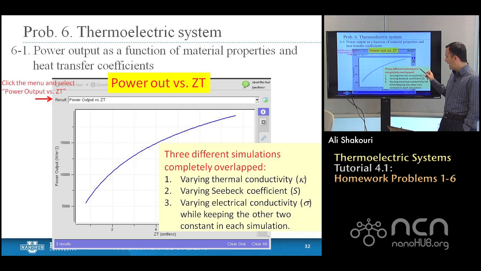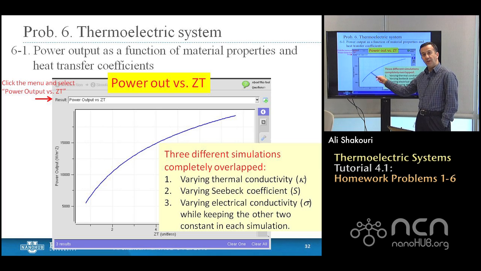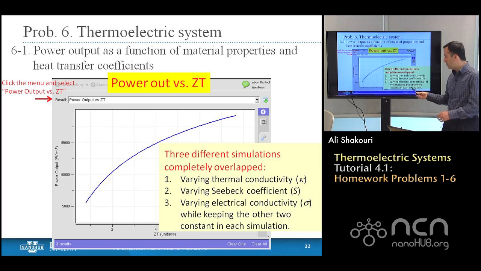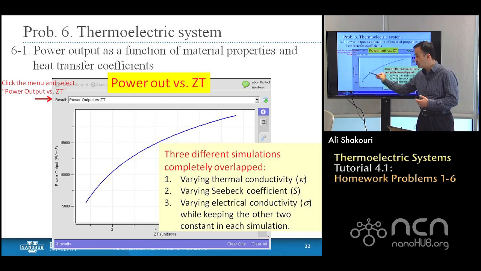You can change any of these parameters and see that you get the same curve. So basically improving ZT by reducing thermal conductivity or increasing Seebeck or increasing electroconductivity have the same effect. So from a power point of view, you don't see the effect and everything is superimposed.